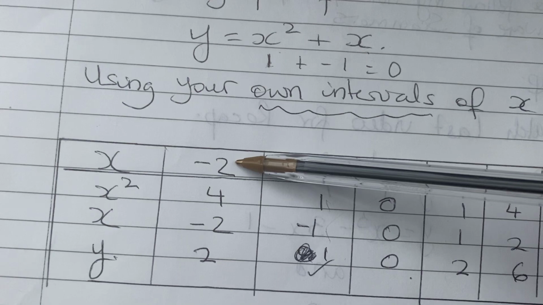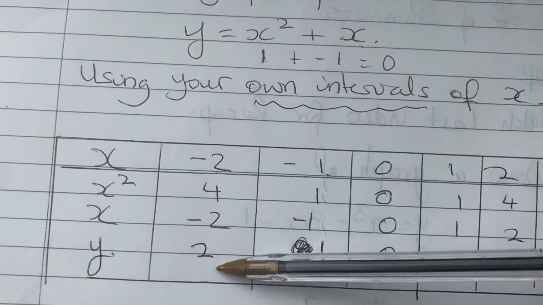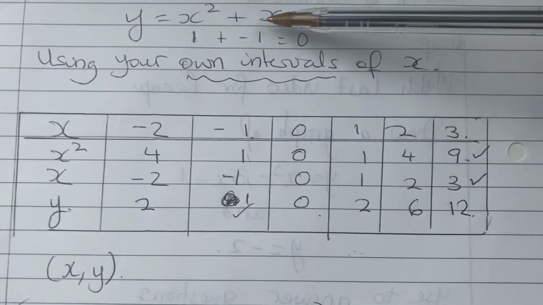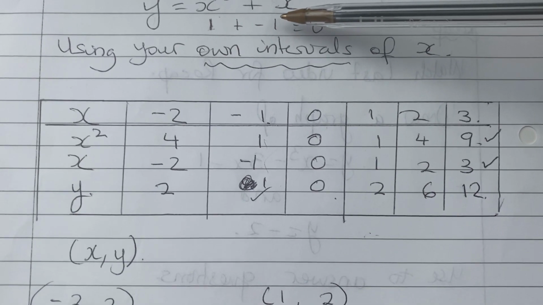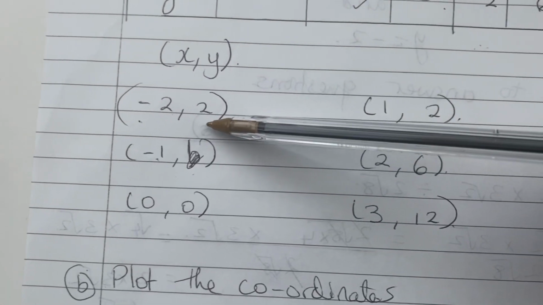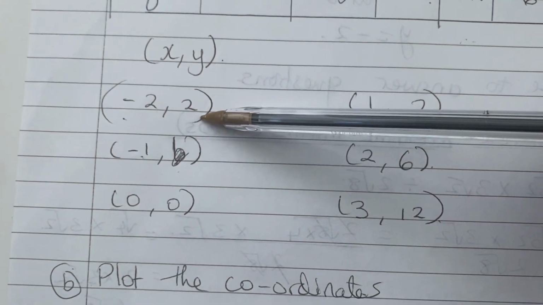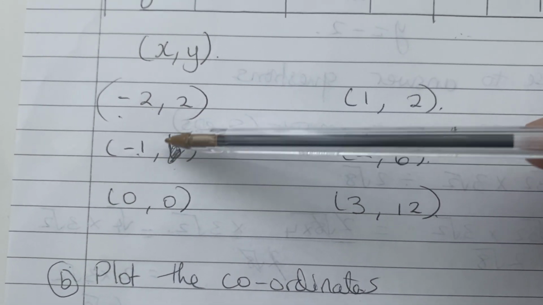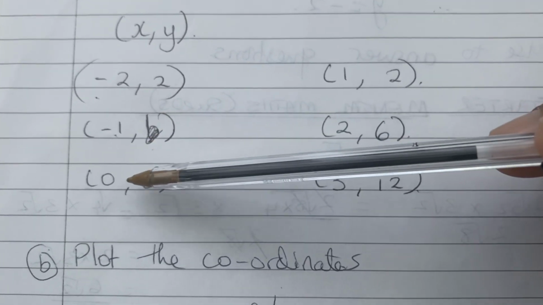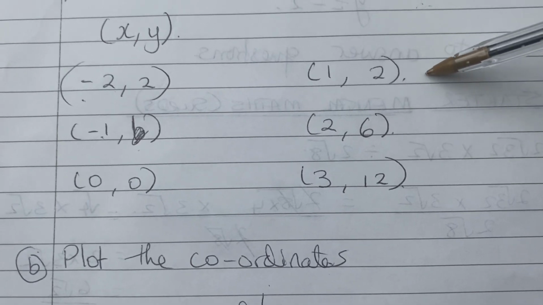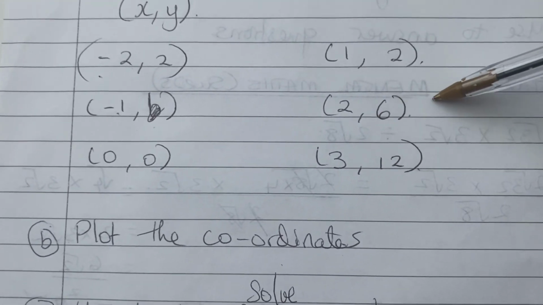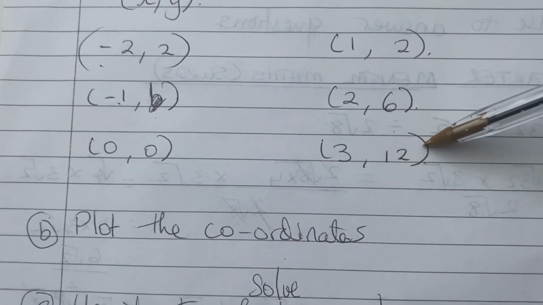So when x is -2, you have 2. So that is the table. You can go and try it for yourself. These are the coordinates: (-2, 2), (-1, 0), (0, 0), (1, 2), (2, 6), (3, 12).